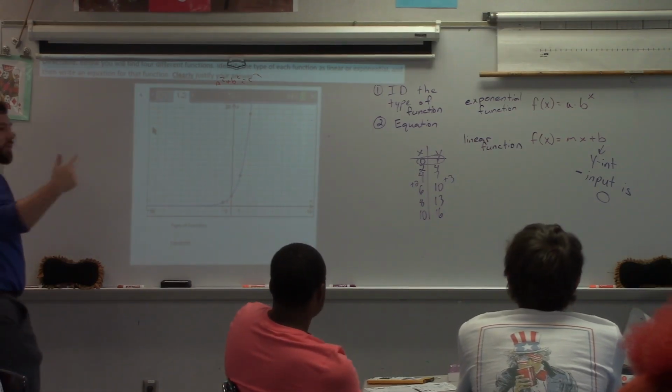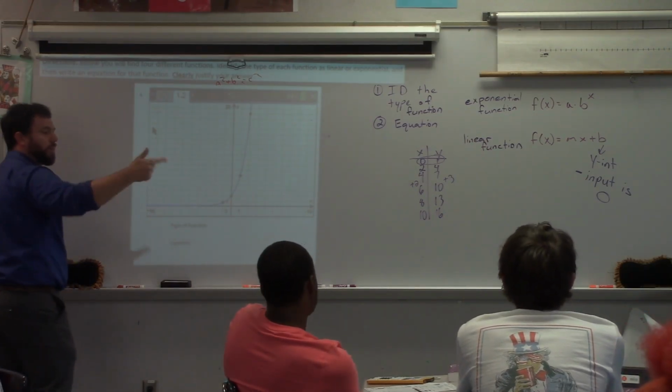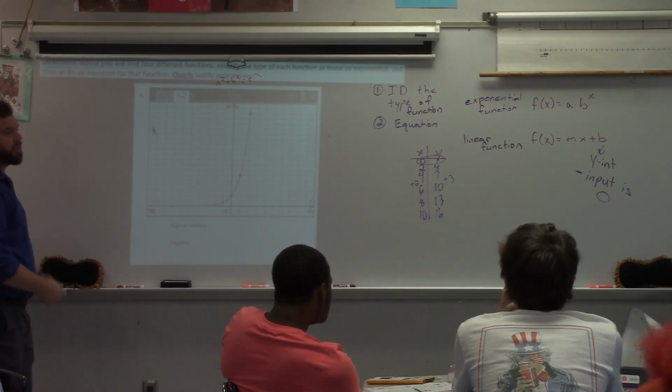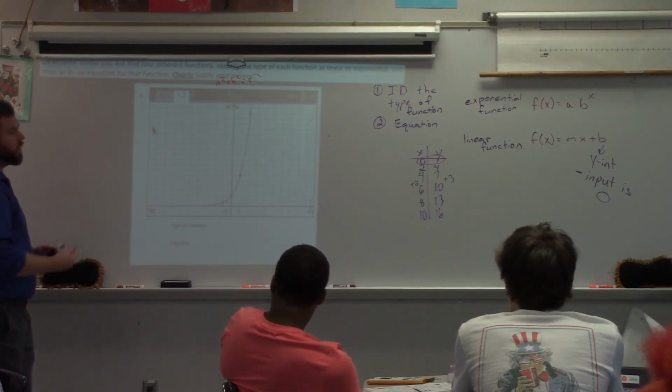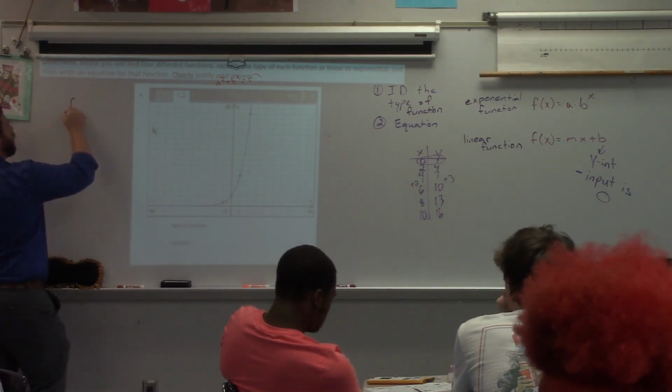So as soon as I know it's an exponential curve, Cameron, what am I going to write down as soon as I know that it's exponential? The equation. What is that equation, Cameron?